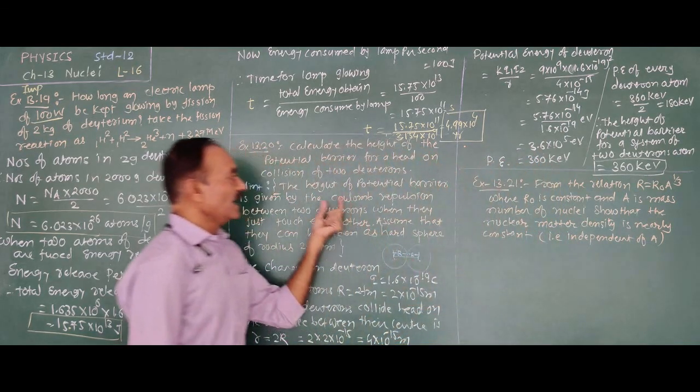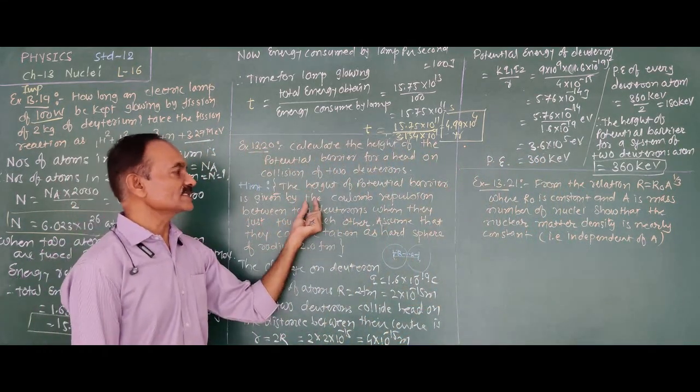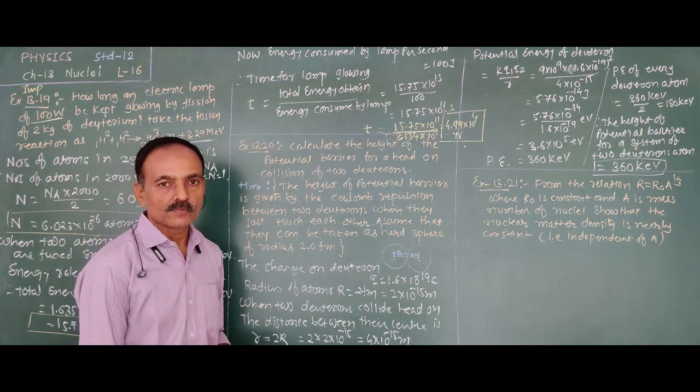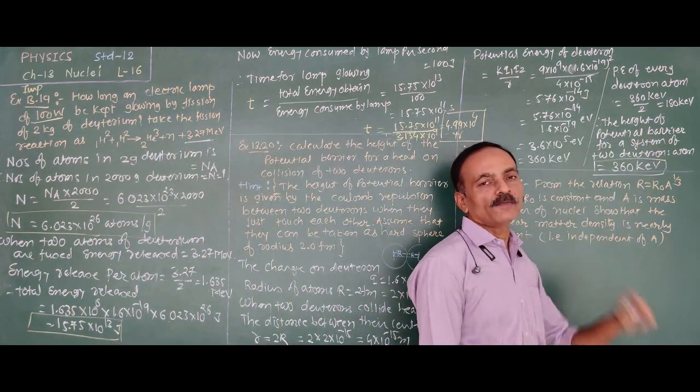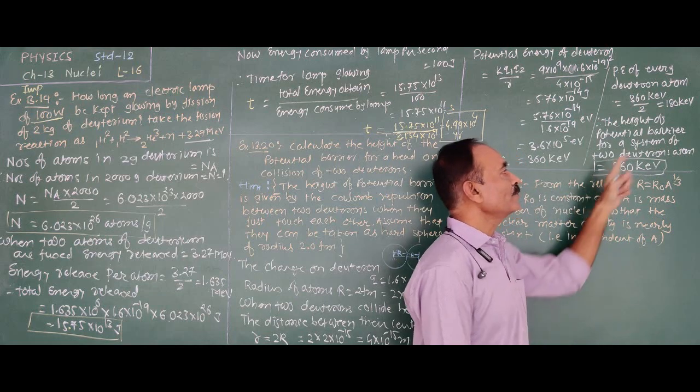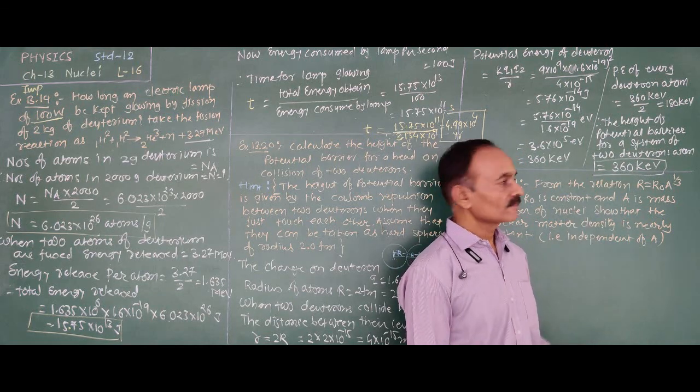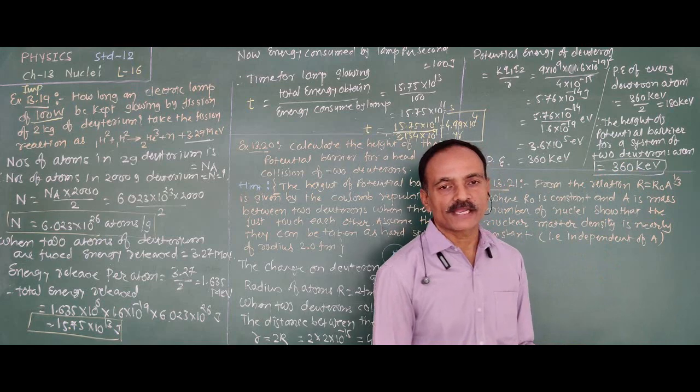Now, according to the hint, the height of the potential barrier is equal to the potential energy of the system of two deuterium atoms, which is equal to 360 kilo electron volt.